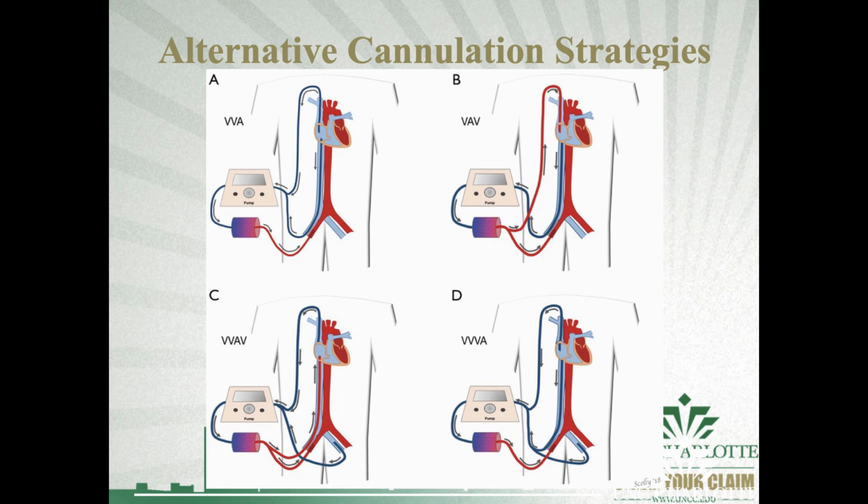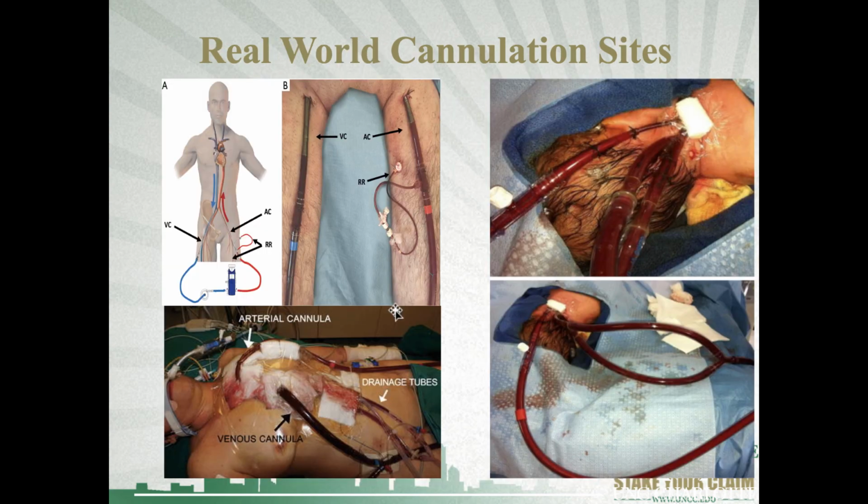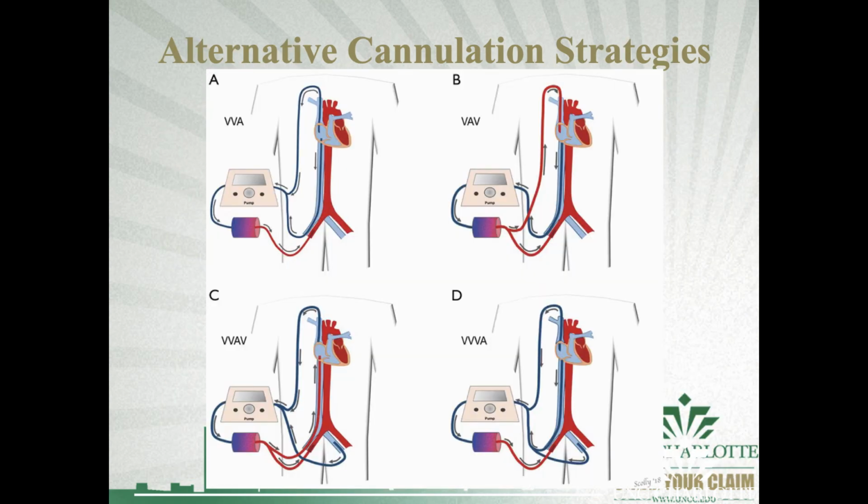All right, so I talked about VV ECMO and VA ECMO. Now let's make it even more confusing. So you have alternate cannulation strategies that are evident here that aren't conventional as far as your VV or your VA. You have VVA, you have VAV, you have VVAV, and you have VVVA. And you can probably figure out 10 different more cannulation strategies, but these are some common ones you'll see.